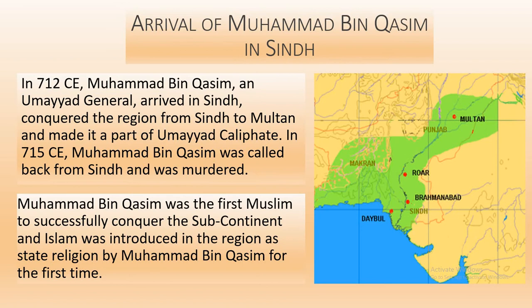Arrival of Muhammad bin Qasim in Sindh. In 712 CE, Muhammad bin Qasim, an Umayyad general, arrived in Sindh, conquered the region from Sindh to Multan and made it a part of the Umayyad Caliphate. In 715 CE, Muhammad bin Qasim was called back from Sindh and was murdered. Muhammad bin Qasim was the first Muslim to successfully conquer the subcontinent, and Islam was introduced in the region as state religion by him for the first time.